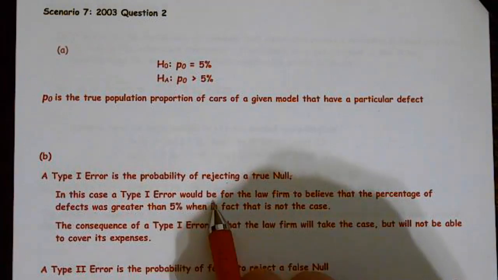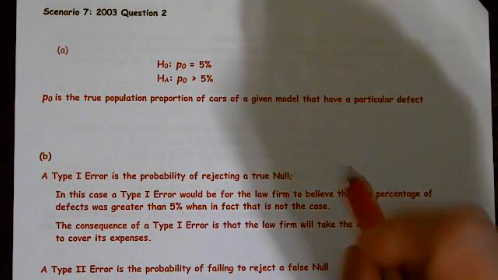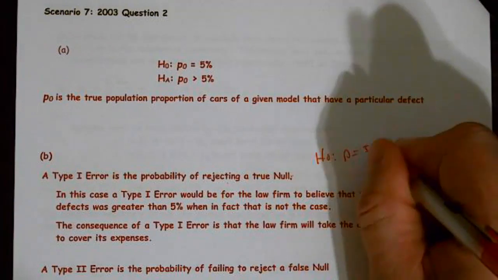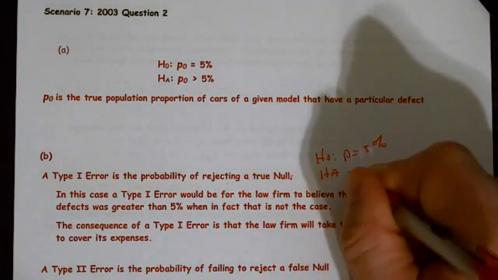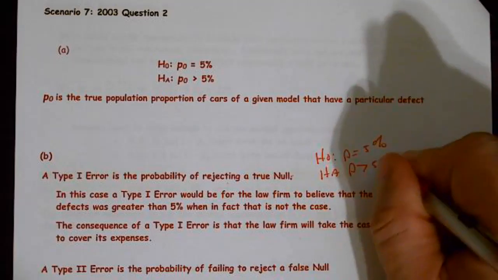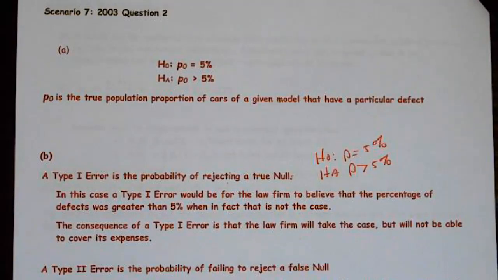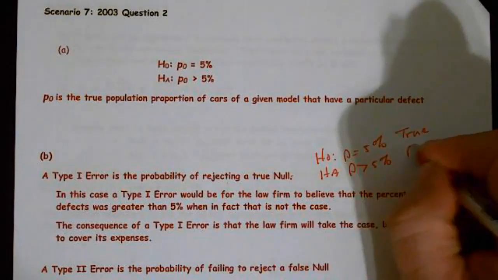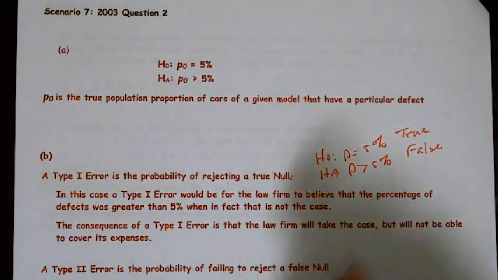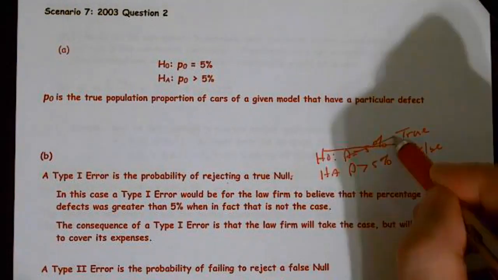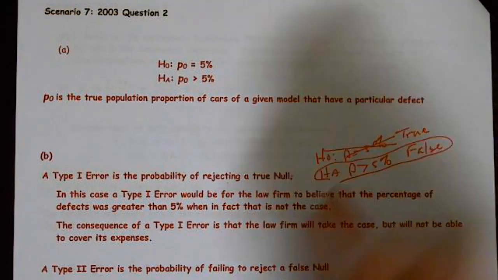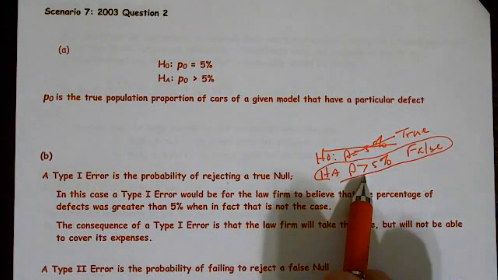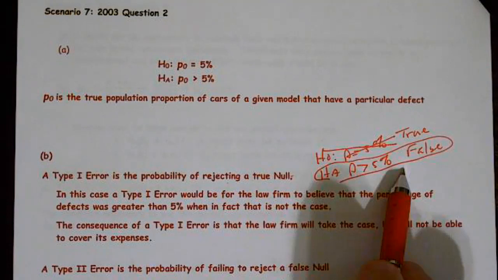For type 1, H0: p equals 5%, HA: p is greater than 5%. Type 1 is the probability of rejecting a true null. This means this is true, and so this is false. So I crossed out the truth and I believe this. In this case, a type 1 error would be for the law firm to believe that the percentage of defects is greater than 5%, when in fact that's false.